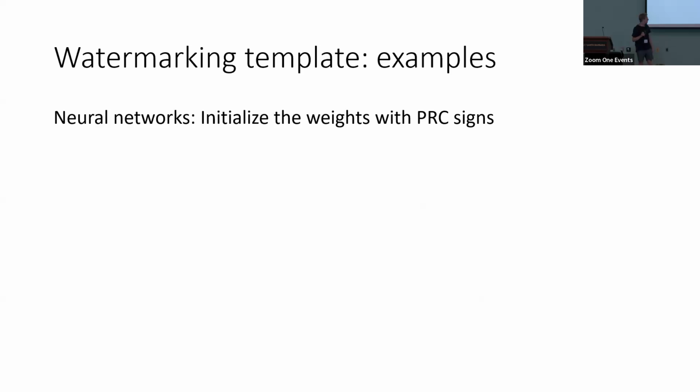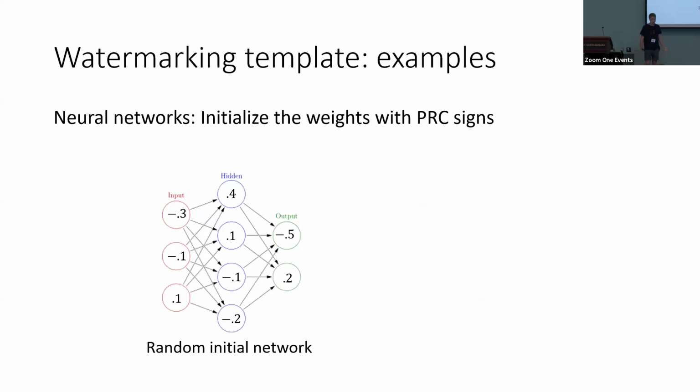Also, just to show the breadth, I'll do this one really fast. The randomized algorithm that we're watermarking doesn't have to be a generative AI algorithm. You could also think of it as a training algorithm. Now the inputs would be the data, and the randomness is whatever randomness you used in SGD. If you do this, you can apply the same template: initialize the weights of the neural network to have PRC signs, just like we did before, instead of random Gaussian initialization.